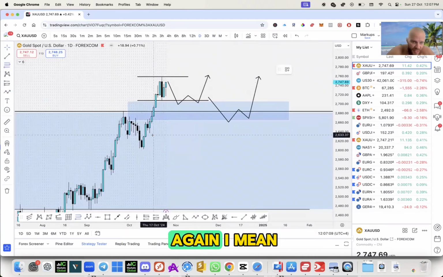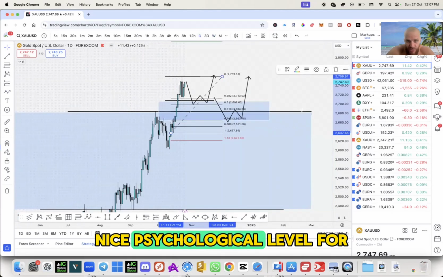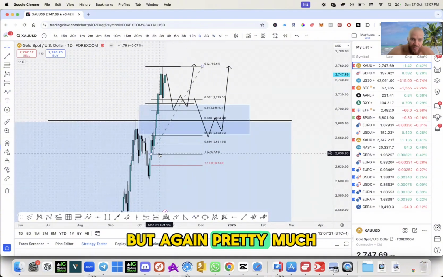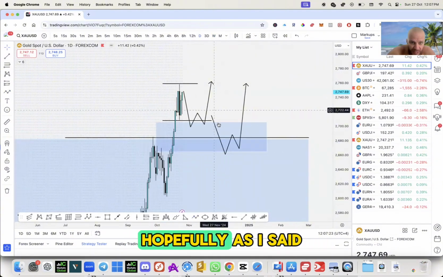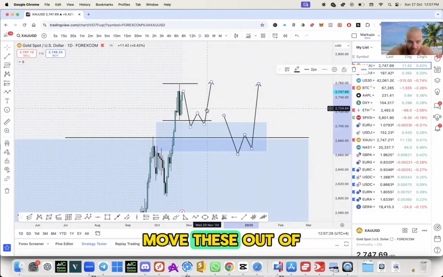It's basically the same again. I mean, if we measure up the price action daily high to low here, again, look, nice psychological level for price to come back into and give us those reversals here. But again, pretty much the same as the weekly. Hopefully, as I said, on the weekly time frame, move these out of the way.